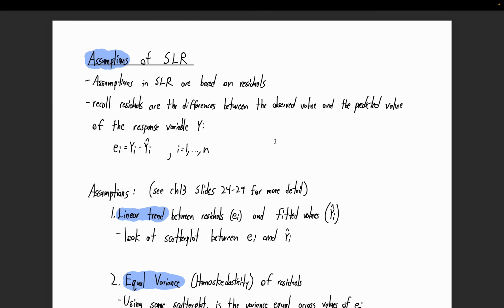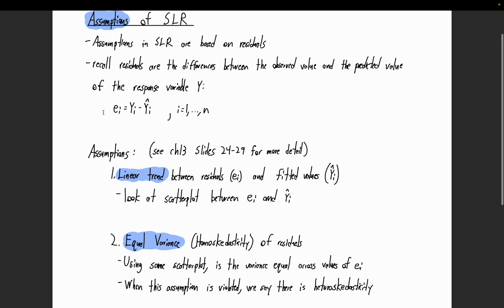Okay, so of course we need to talk about the assumptions of simple linear regression. One of the key points about the assumptions is that we're going to base this on residuals. Recall that residuals are just the differences between the observed value and our predicted value. We can write them as e_i for the ith observation. It's just our actual value of y minus our predicted value of y hat. So that would be our actual miles per gallon minus our predicted miles per gallon.